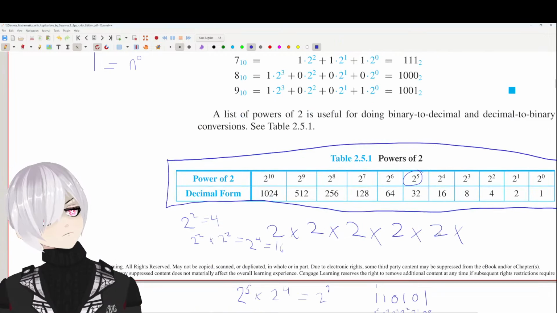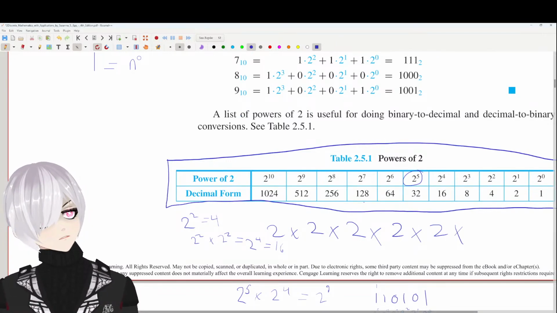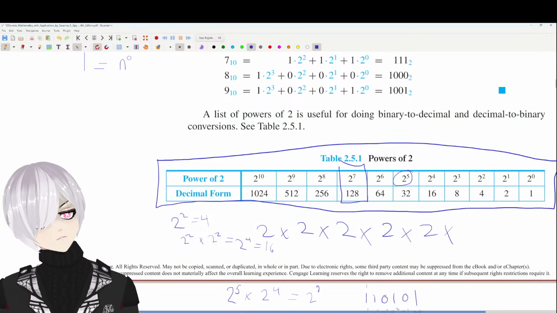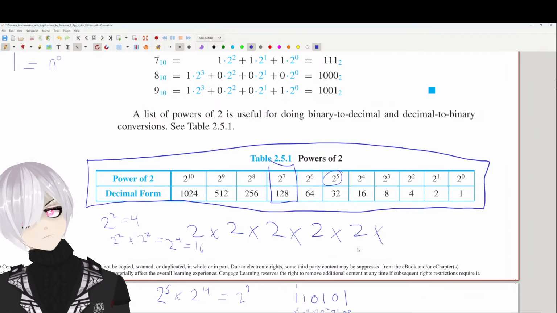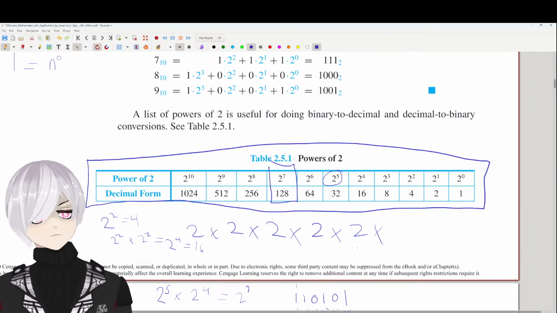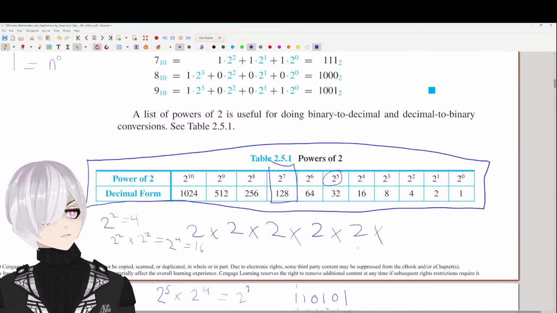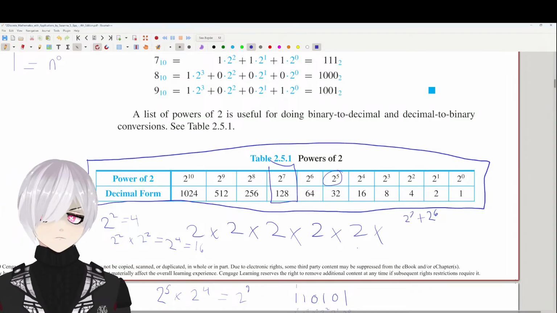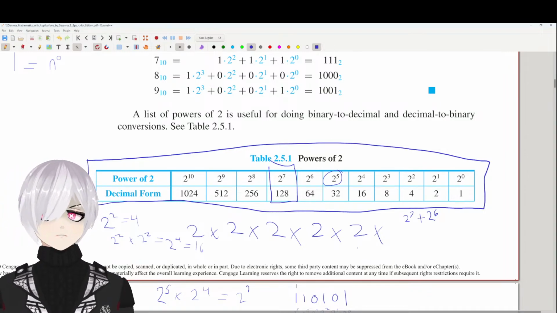Let's see. Well, I guess we could just cheat and use this chart here. So 128 is the biggest one that's less than 209. So the number is probably going to include 128 as well as. Now, I don't know why I know this to be true. It may or may not be true. But I just assume it'll always include the biggest number it can.